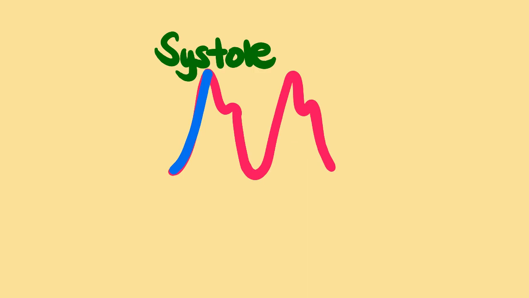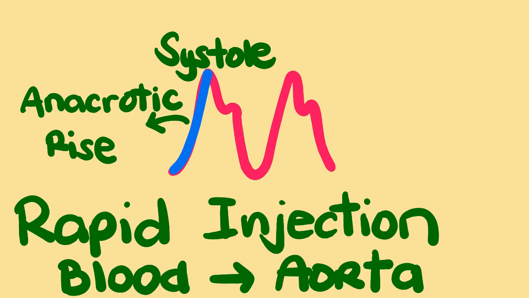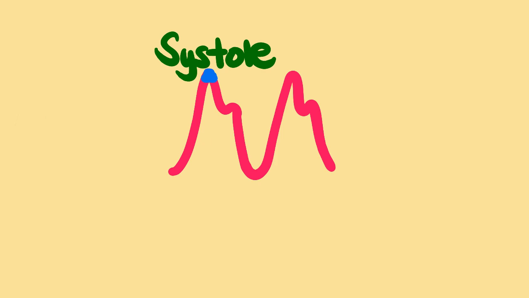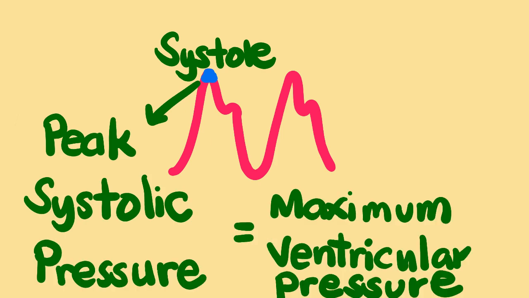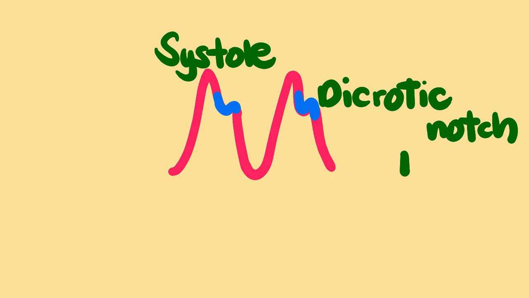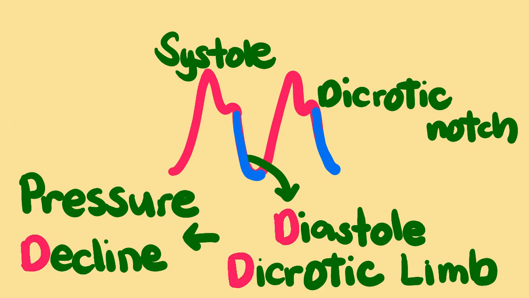The ascending limb or the anacrotic rise represents the rapid injection of blood into the aorta after the opening of the aortic valve. The tip of the limb represents the peak systolic pressure, which is the maximum ventricular pressure, whilst the dicrotic notch represents aortic valve closure, and the descending limb or dicrotic limb represents the pressure decline during diastole.